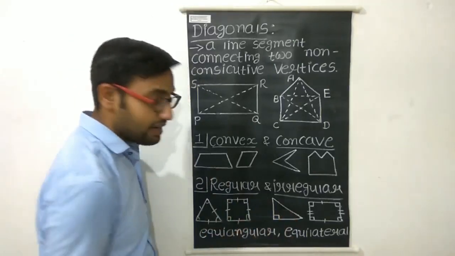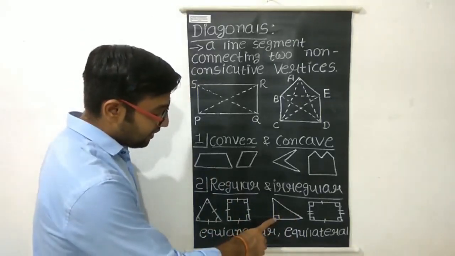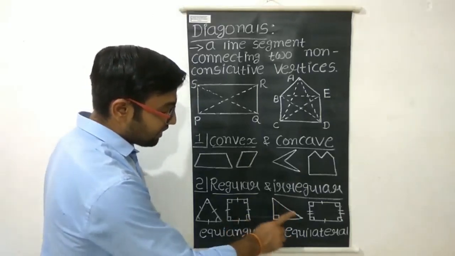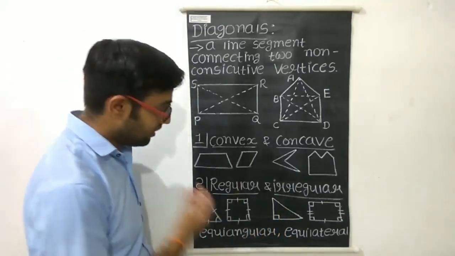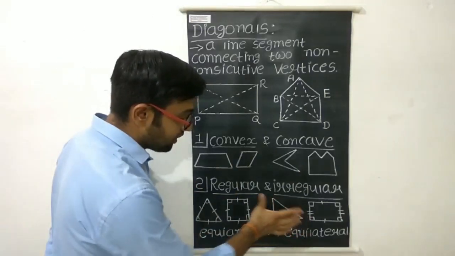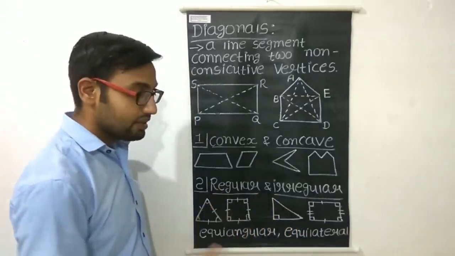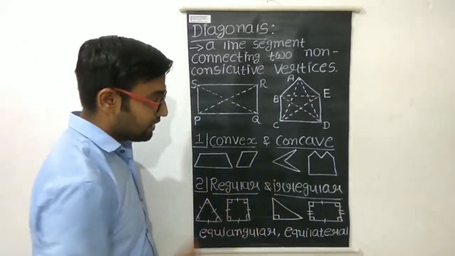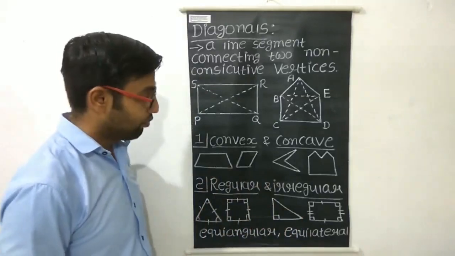Like this is a right angle triangle. So this angle is 90 degrees and both these angles are less than 90 degrees. Again we can see that this side is smaller than this side. So sides and angles are not equal. It is called an irregular polygon.